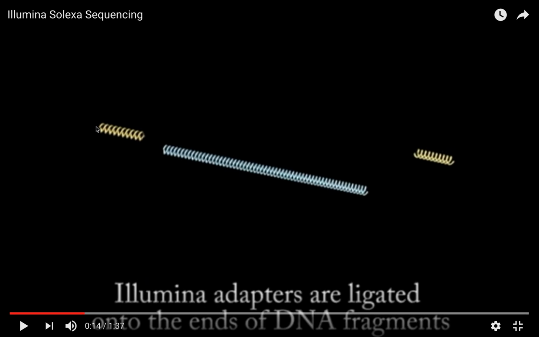The next thing that we're going to do is add these adapters. These are like grabbers, like the holders you stick into the ends of your corn on the cob. The point here is that these are going to allow our machine to actually physically grab a hold of these sequences.